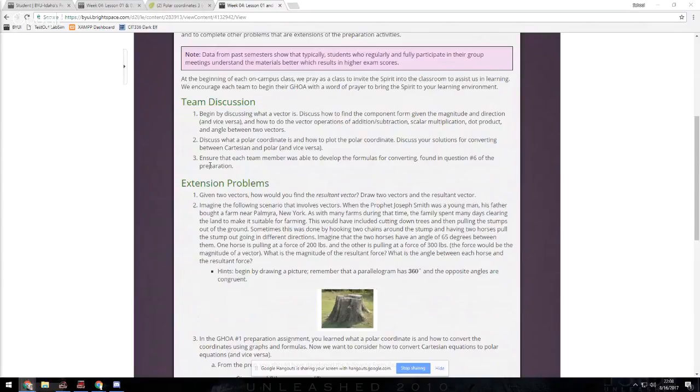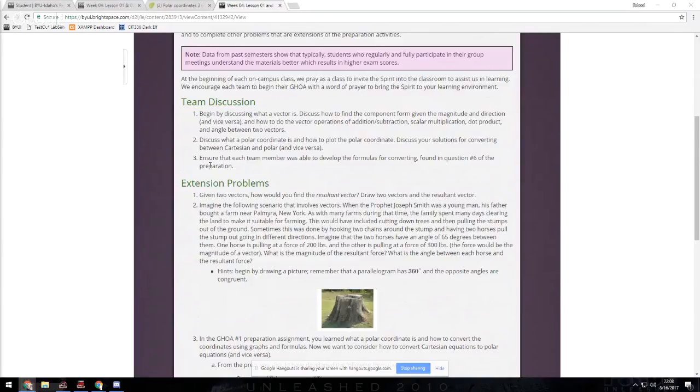You can write it utilizing the magnitude and the direction, and the magnitude would be your r. So you'd have your magnitude as your first coordinate, and then you'd have the angle, and that would be the direction from the positive x-axis going counterclockwise. What's the angle of degrees from there? So that's what you'd have there.